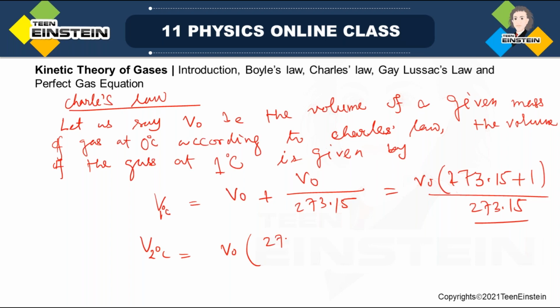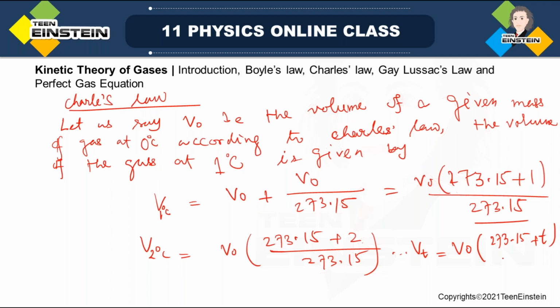And now if we go for 2 degree centigrade, similarly I can write V0 into (1 plus 2 divided by 273.15). Okay, similarly, if we go for Vt, then we can write V0 into (1 plus t divided by 273.15). Okay, so this is the final formula.